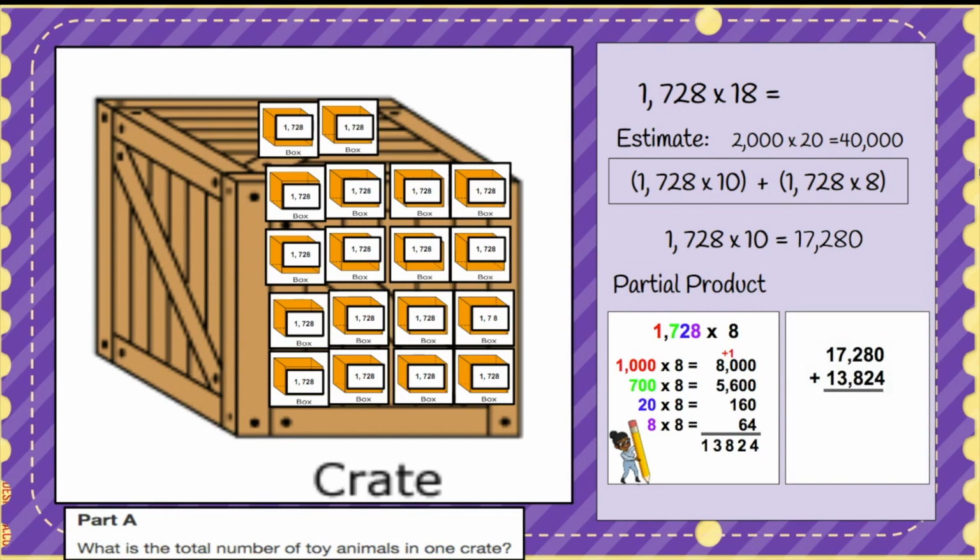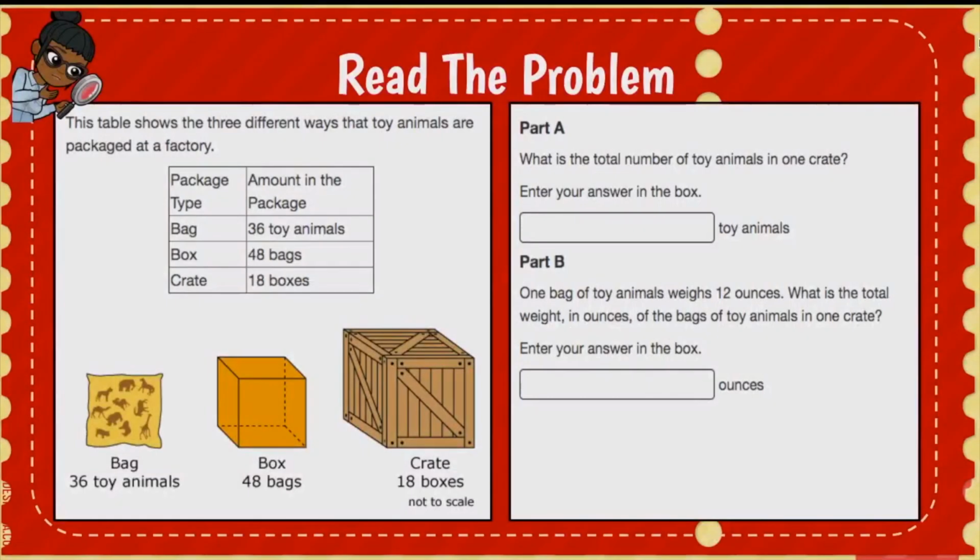Now that I have my problem, 17,280 plus 13,824, that gives me 31,104. So there are 31,104 toy animals in one crate. So that answers our question for part A.